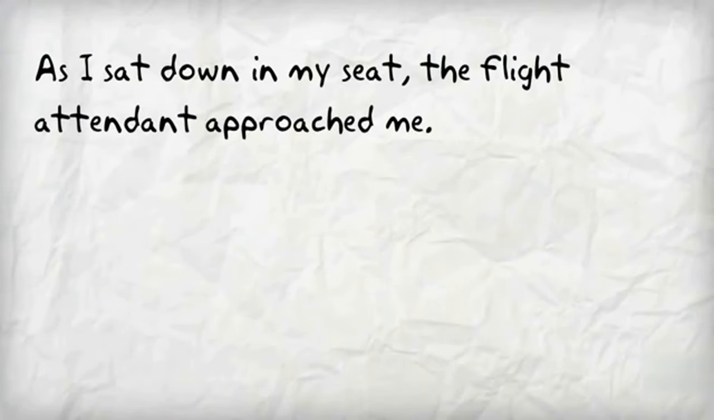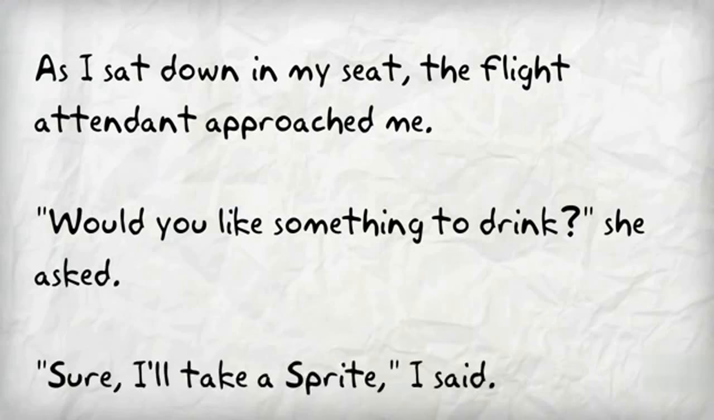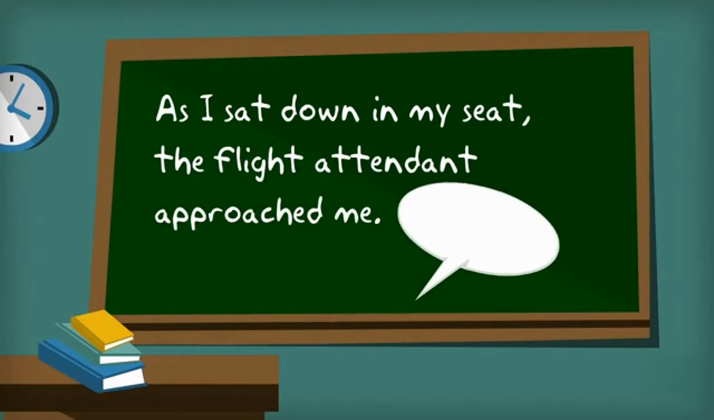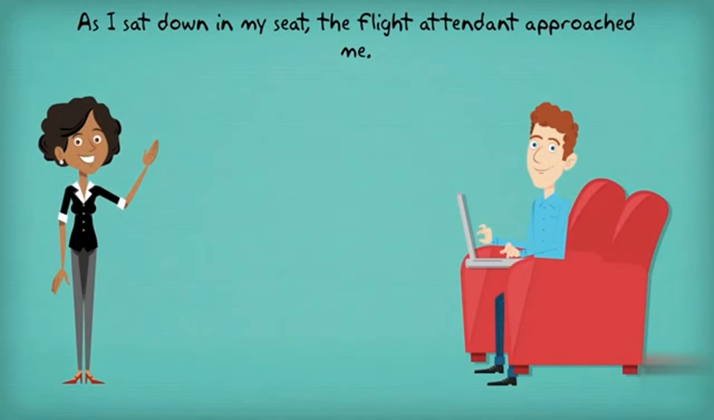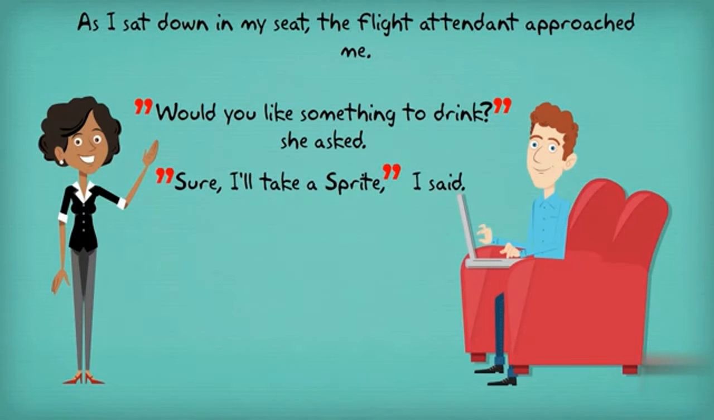Let's take a look back at my conversation with the flight attendant. As I sat down in my seat, the flight attendant approached me. "Would you like something to drink?" she asked. "Sure, I'll take a Sprite," I responded. The first sentence, "As I sat down in my seat, the flight attendant approached me," is not being spoken out loud by any characters, so I don't need quotation marks around it. However, the next sentence is being said out loud by the flight attendant. Therefore, I need to put quotes around where she starts speaking and where she stops. I'll do the same thing with my response, because I'm saying it out loud to her.